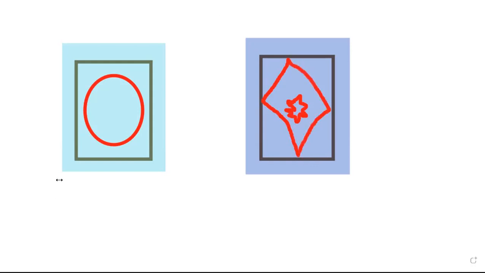This kind of cells are called turgid cell. What kind of cell? Turgid. Turgid means swollen. Understood? Okay. This is called plasmolized cell. Plasmolized means shrunk. Clear? Are you clear?